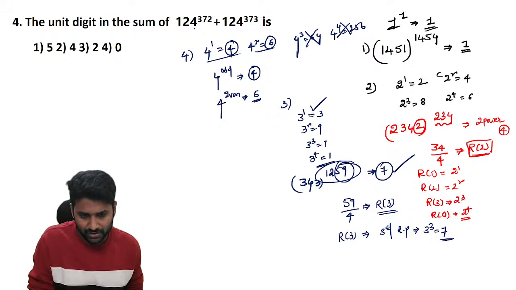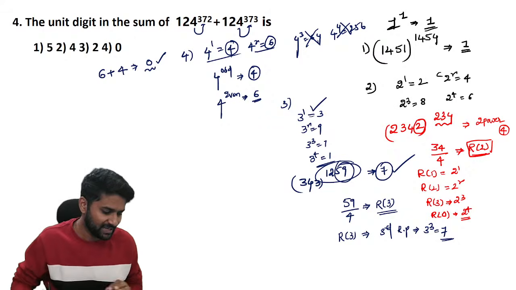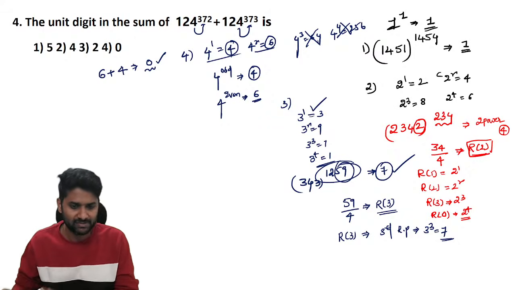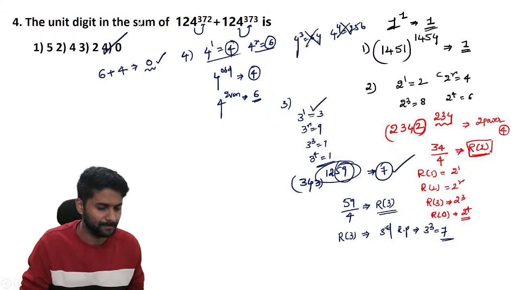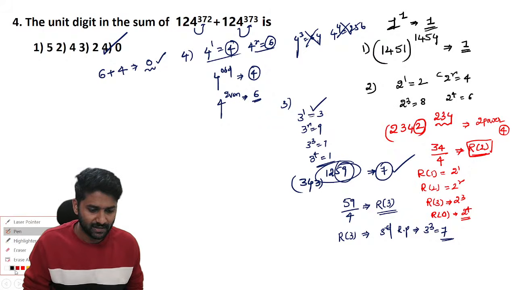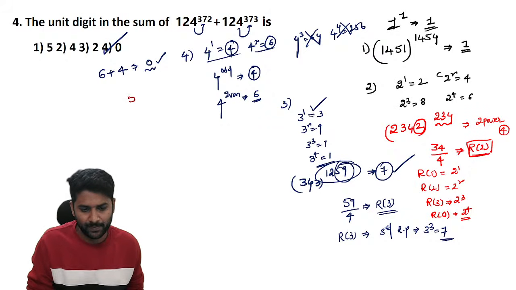Now you can check this question. 4 power even, so units place is 6. 4 power odd, units place is 4. Now the sum value is 0, because we need only the units place value. So the answer is 0. In the same way, let me check with another question. 5 power anything, units place is 5.